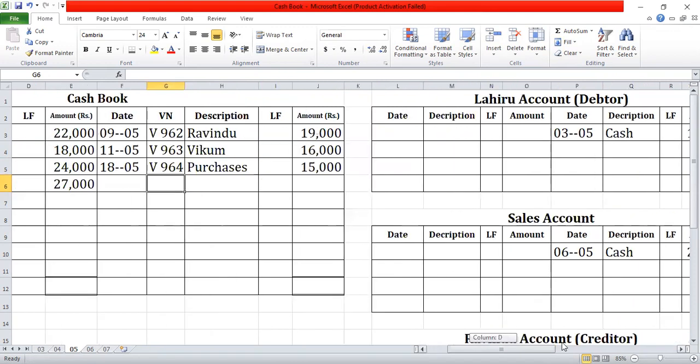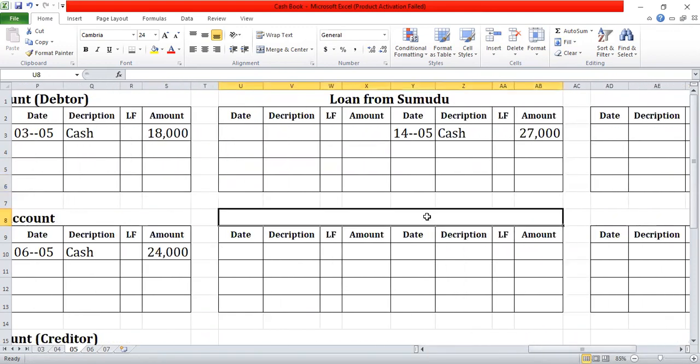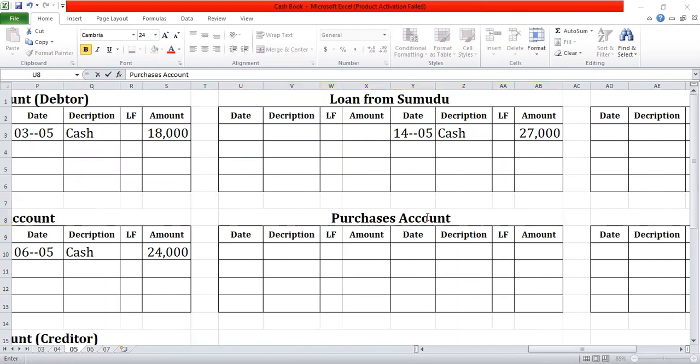Open another account for purchases, which is an expense account. Debit. How much do you debit? 15,000 cash. Purchases account debit 15,000. Right?